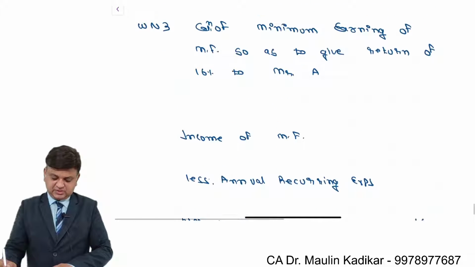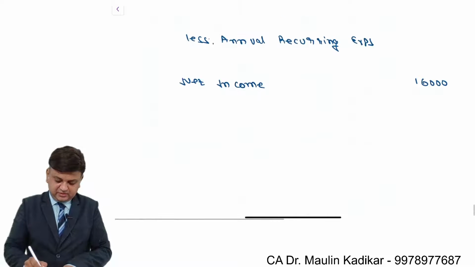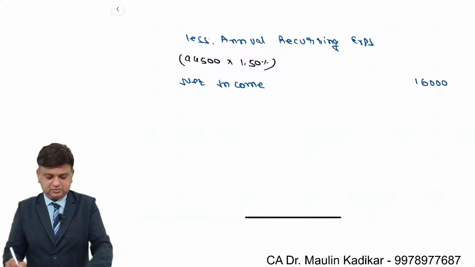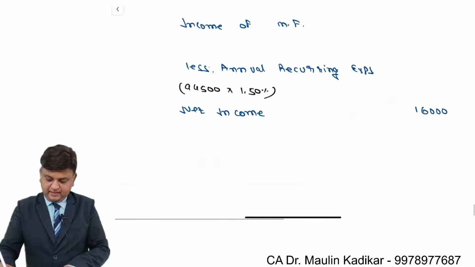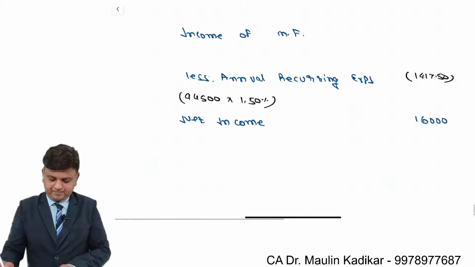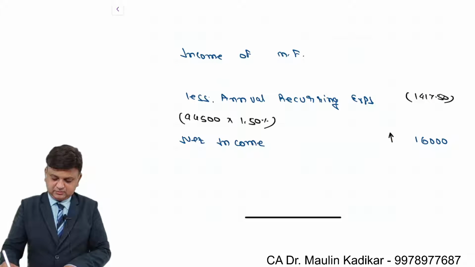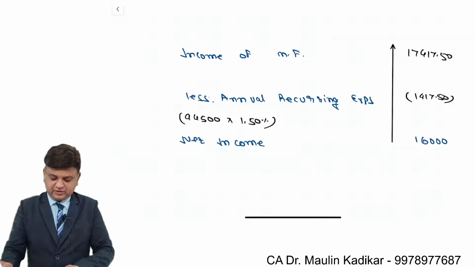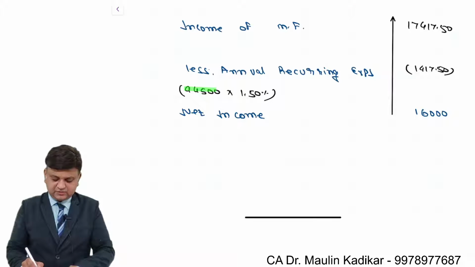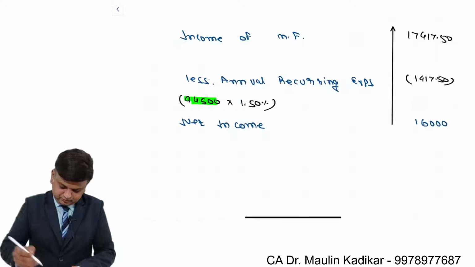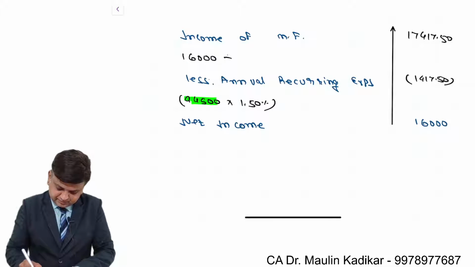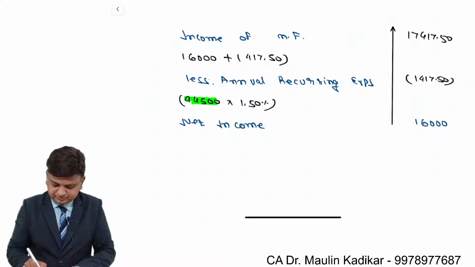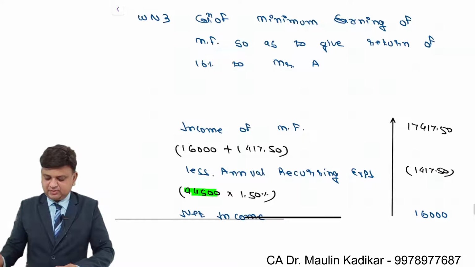Amount of annual recurring expenses will be 94,500 into 1.5%. So that comes to 1417.5. So the gross income of the mutual fund is total of these two, 17,417.5. This 94,500 is an important figure. So it is found as 16,000 plus 1417.50. This is the way the gross income of the mutual fund will be found.